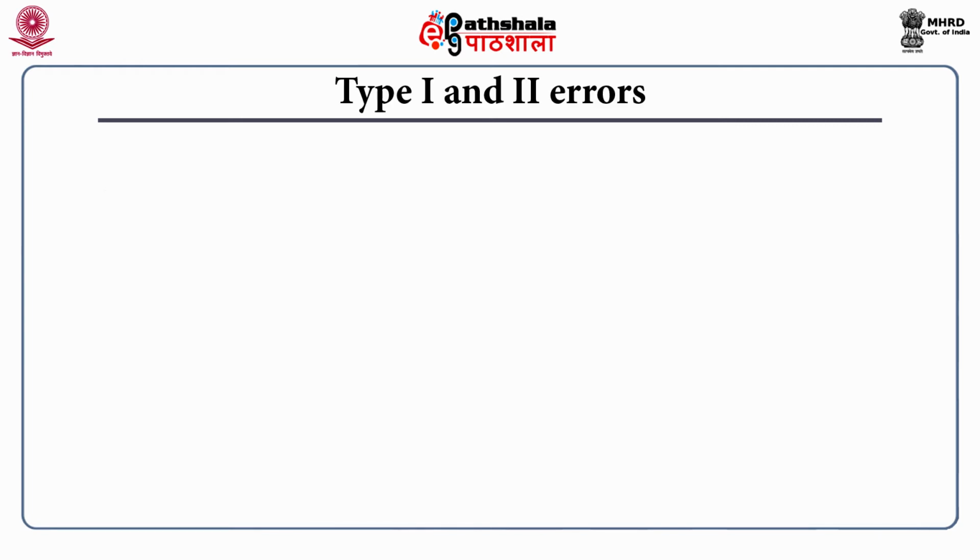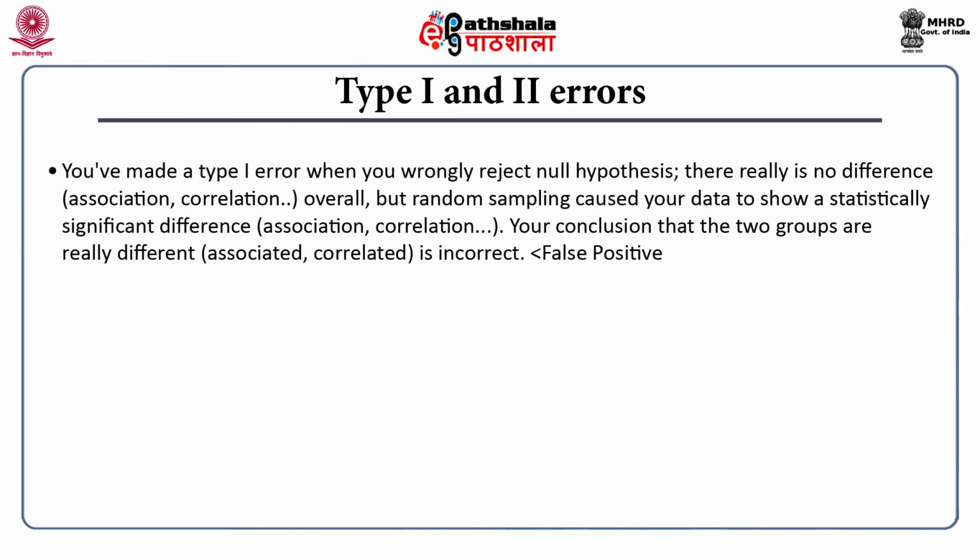So there is scope for errors: type 1 error and type 2 error. You have made a type 1 error if you wrongly reject the null hypothesis. You reject the null hypothesis and you conclude that there is a significant difference, but that rejection is wrong.